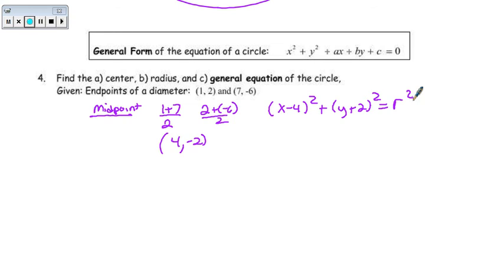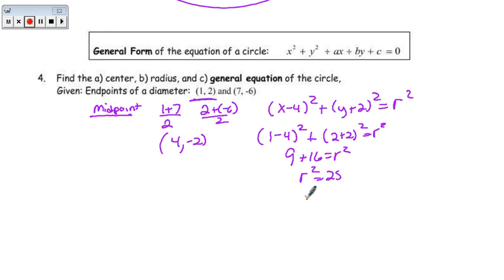So at this point, we just need to use one of these points to get what that radius is. I'm going to use the point (1, 2). I just think it's a little bit easier to work with. So 1 minus 4 squared plus 2 plus 2 squared should equal the radius squared. It's going to get me negative 3 squared, which is 9, plus 4 squared, which is 16. So the radius squared would be 25. Now I know the radius to be 5.